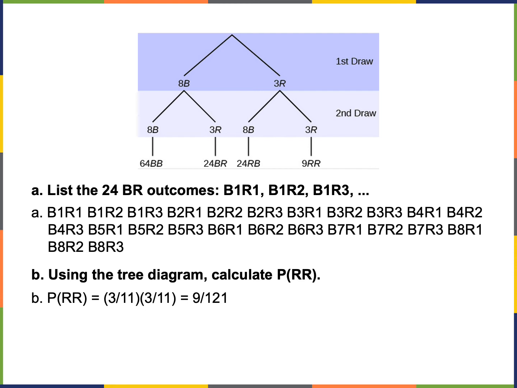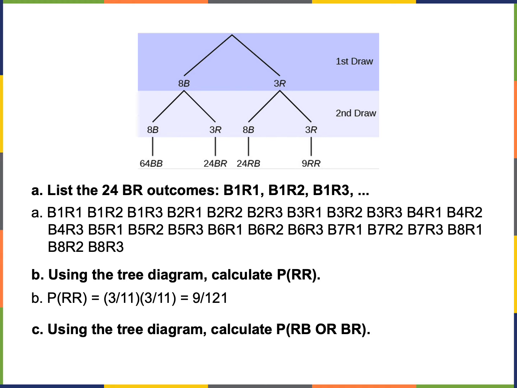Another way to think of it is, to get one red ball first, it would be 3 out of 11, and the second one would be 3 out of 11. So that's another way. What if we wanted to do an OR? If we wanted to do an OR, remember that's addition. This is also multiplication, right? The probability of getting a red ball is 3 out of 11, and similarly, when you multiply them, you get 9 out of 121.